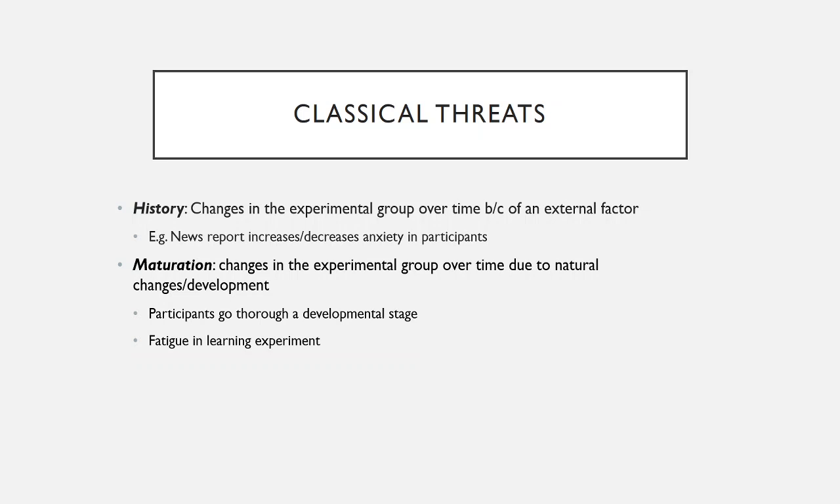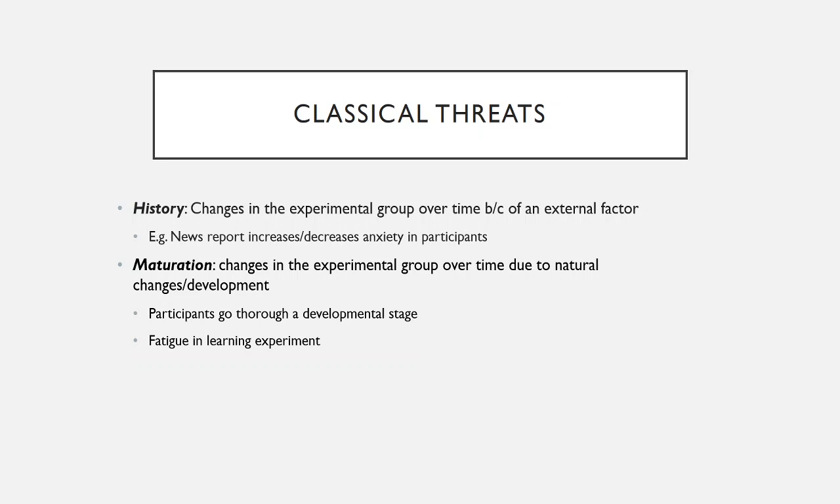Maturation, this is how the participants in your experiment may just change naturally over time. Developmental stages change throughout the course of our lifespan. So if you're doing an experiment that spans over multiple developmental stages in your participant's life, and you're seeing changes in your experimental group, you can't necessarily attribute that directly to your experimental influence. You need to take into account that people change over the course of their lifetime. Again, you can't change this. You can't slow the rate of maturation, but you need to take it into account.